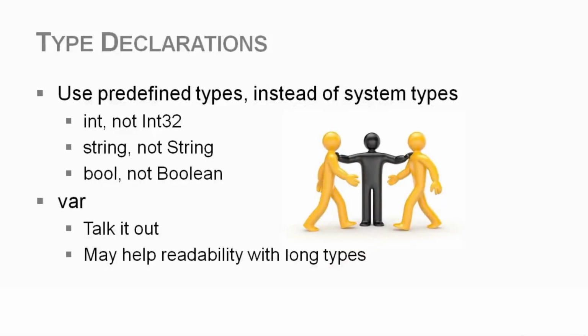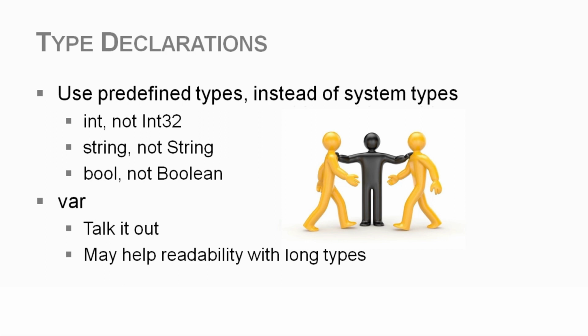Okay, let's continue talking about code style, and we'll talk about type declarations. The recommendation is to use predefined types instead of system types. So you use int instead of the system type Int32. Use the lowercase string instead of the uppercase String. And you use bool instead of Boolean. They actually both mean the same thing, but just pick a convention and stick to it. And Microsoft's recommendation is to use the predefined types.